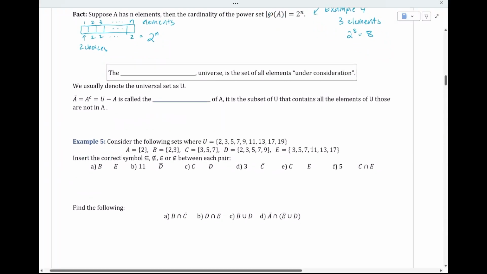Okay. Next up is the universal set. The universal set is the set of all elements under consideration. We usually denote the universal set as a U. It can be an infinite set, like Z or R, the integers or the real numbers, or it can be a finite set.